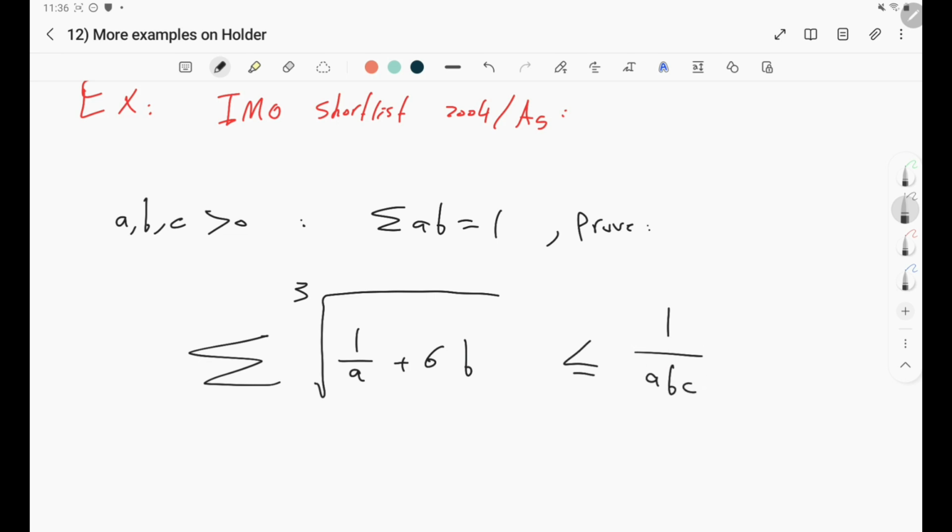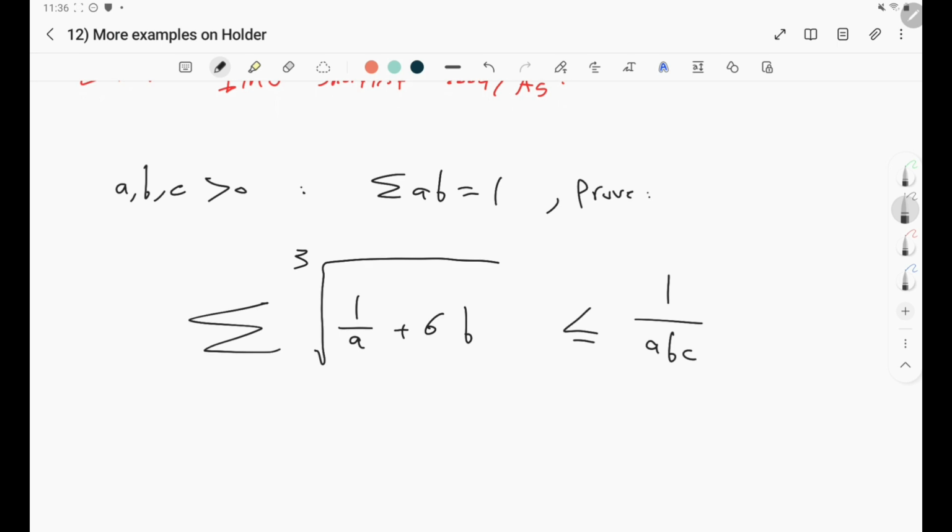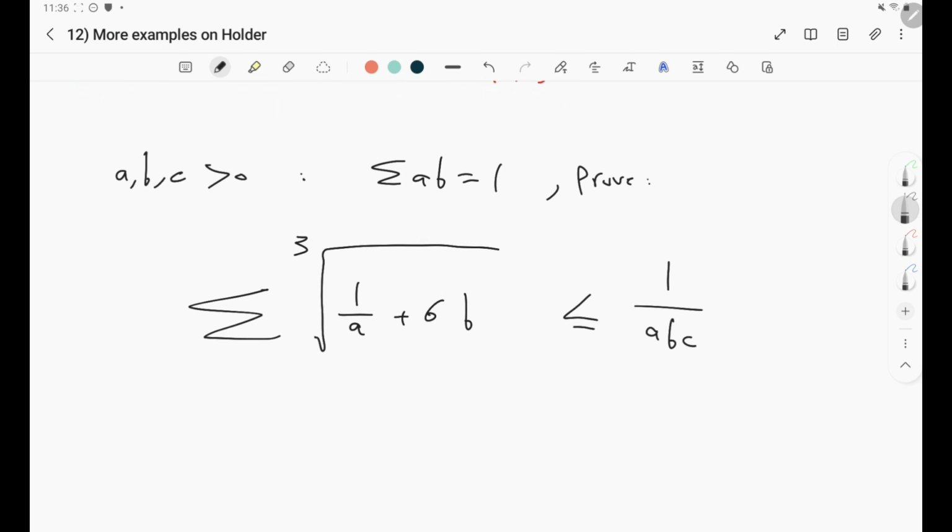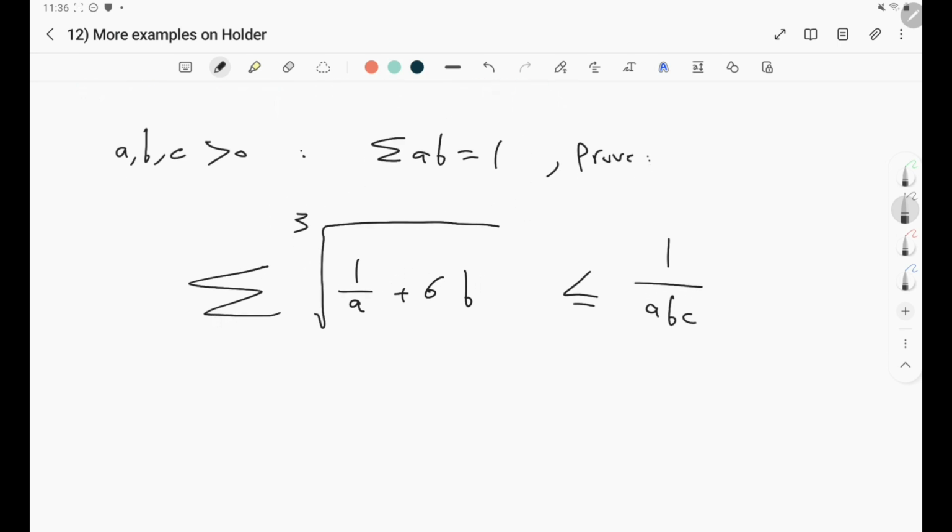Alright, this one is more aggressive. You can see that we have sigma ab is 1, and we have some cubic root here. This thing is less than 1 over abc. Okay, what exactly can we do here? Maybe you might say I want to homogenize it, but this is really difficult here. Here you have degree -3, here you have degree 1, here you have degree -1.